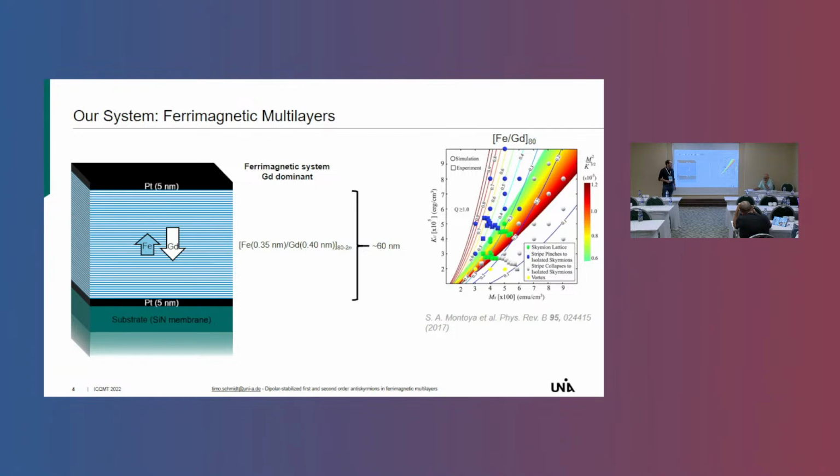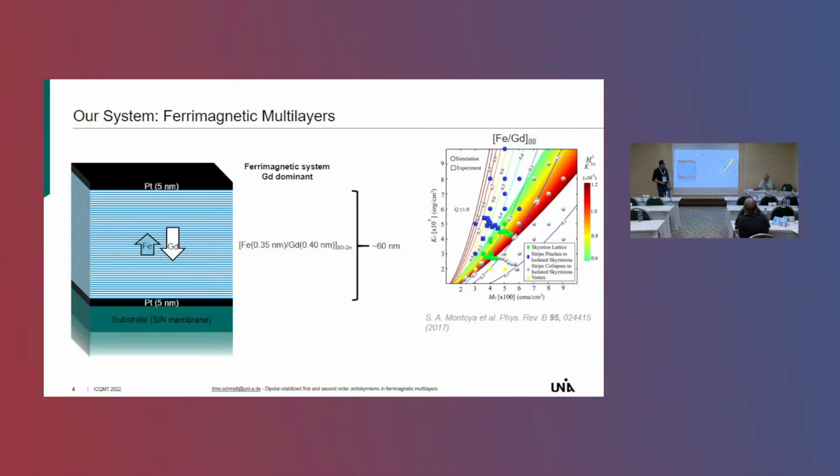defined by the uniaxial anisotropy divided by the shape anisotropy. And because the shape anisotropy scales with the saturation magnetization, this is like a parabola-type function. And for these values, we don't get skyrmions. So we want to have a greater shape anisotropy than uniaxial anisotropy in these films.